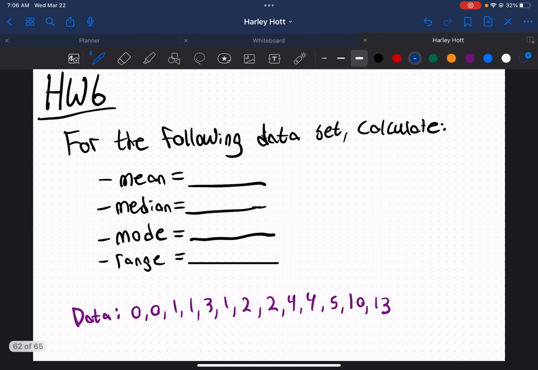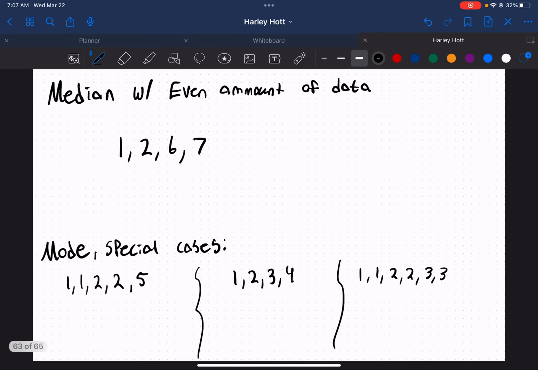Okay. So for this following data set, I want you to calculate these following things. Note that the data set's not in order. I would start off by rearranging it and putting it in order from least to greatest and going from there. Okay, there are some special circumstances that you need to account for when you're calculating these. These won't come up in the last data set, but they might come up in future data sets.